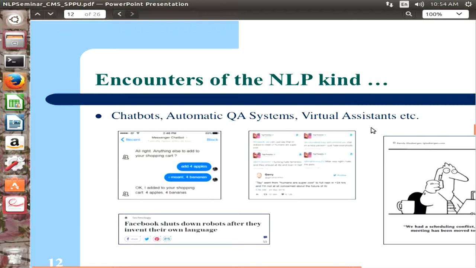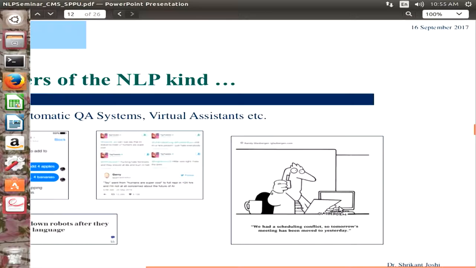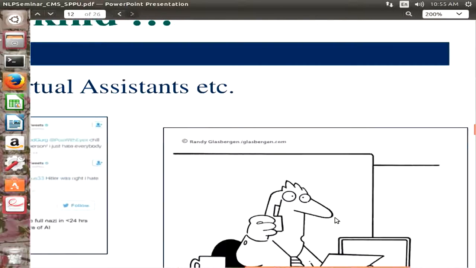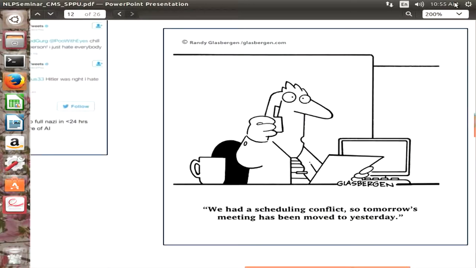So, well, this person says, now I'm assured of the future of AI. So we don't need to be afraid of AI anymore. So you must have known the debate that's going on between Elon Musk and Mark Zuckerberg about the AI thing. So you don't need to be afraid. Not as yet. And then again, Mr. Glassbergen, I'll just blow this up because you can't miss this. We had a scheduling conflict, so tomorrow's meeting has been moved to yesterday. So, well, bots.